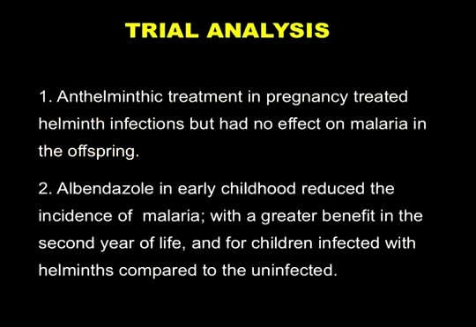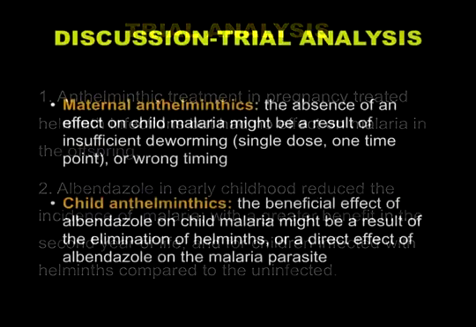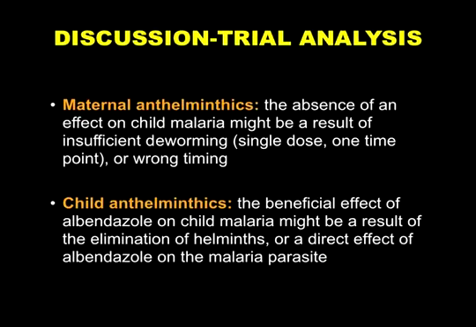For the trial analysis, a recap: anthelminthic treatment in pregnancy had no effect on malaria in the offspring; albendazole in childhood had a beneficial effect for malaria, greatest in the second year of life, and possibly for children infected with helminths compared to the uninfected. So for maternal anthelminthics, the absence of an effect on child malaria might be a result of insufficient deworming. With a single dose in the second and third trimester, any immune responses that may account for the association seen were probably well established before the anthelminthic treatment was given.